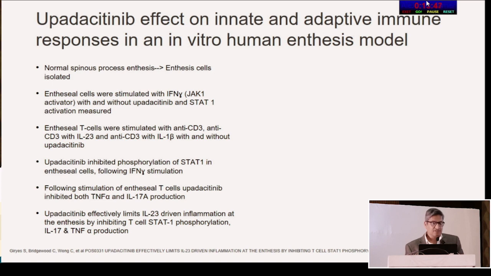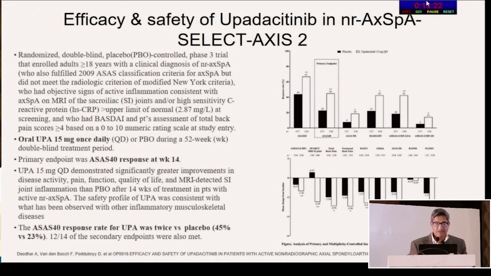Enthesial T cells were stimulated with anti-CD3 with interleukin 23, and anti-CD3 with interleukin 1 beta, with or without upadacitinib. And following this stimulation, in enthesial T cells, upadacitinib inhibited both TNF alpha as well as interleukin 17 production. So this gives us a mechanistic explanation as to how JAK inhibition works in enthesitis at the cellular level.